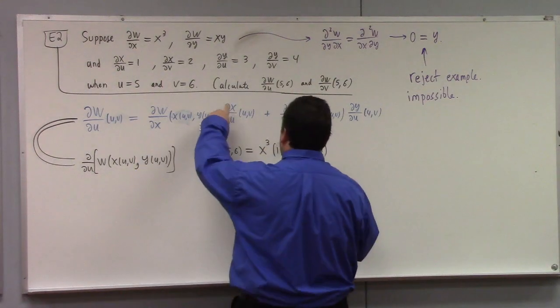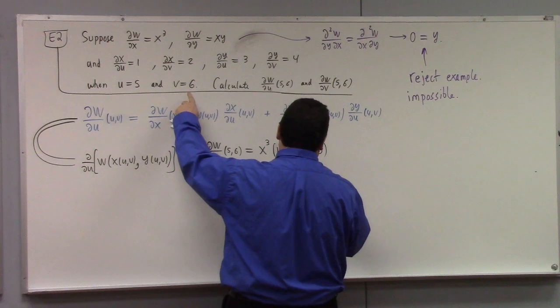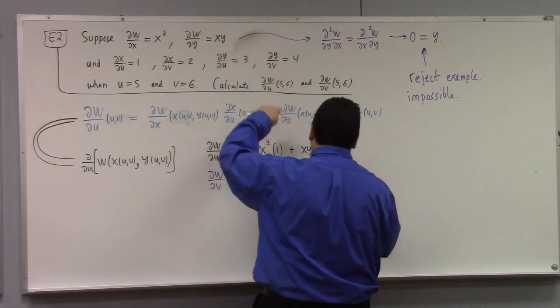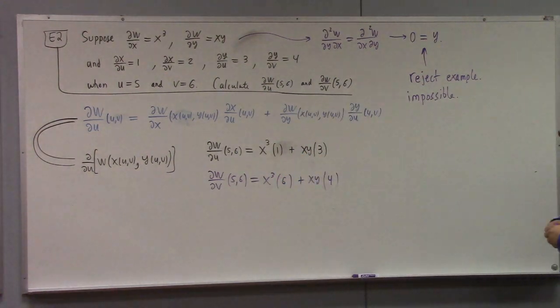Partial x, partial v would have been 6, partial y, partial v would have been 4. All right, so example 3. Suppose you have w, which is equal to some function of x, y, z, all right?